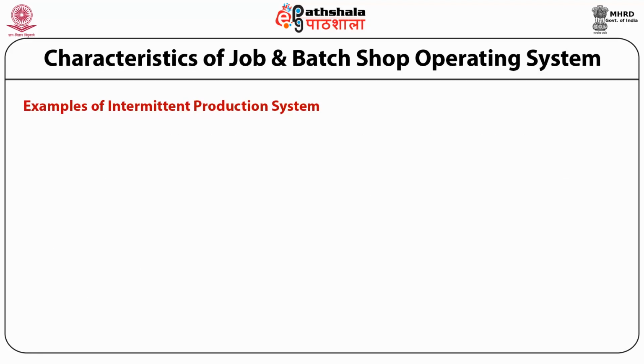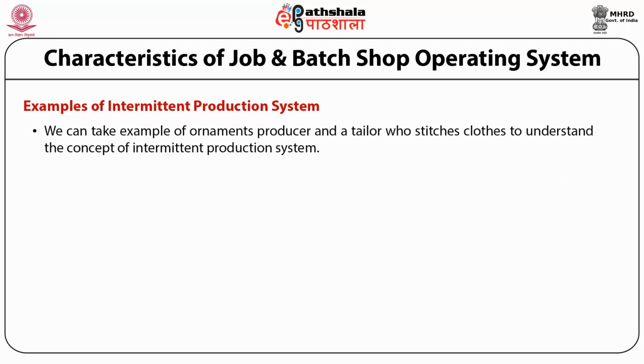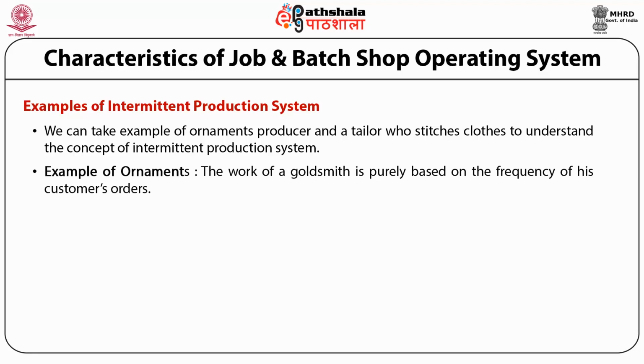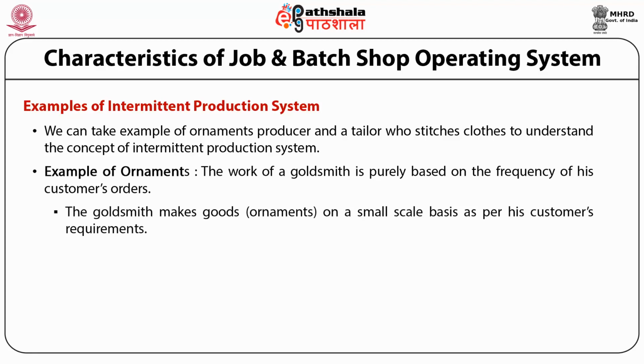Examples of intermittent production system. We can take the example of an ornament producer or a tailor who stitches clothes to understand the concept of intermittent production system. Example of ornament. The work of a goldsmith is purely based on the frequency of his customers' choice. A goldsmith makes ornaments on a small scale basis as per his customer's requirement. Here, ornaments are not manufactured on a continuous basis.